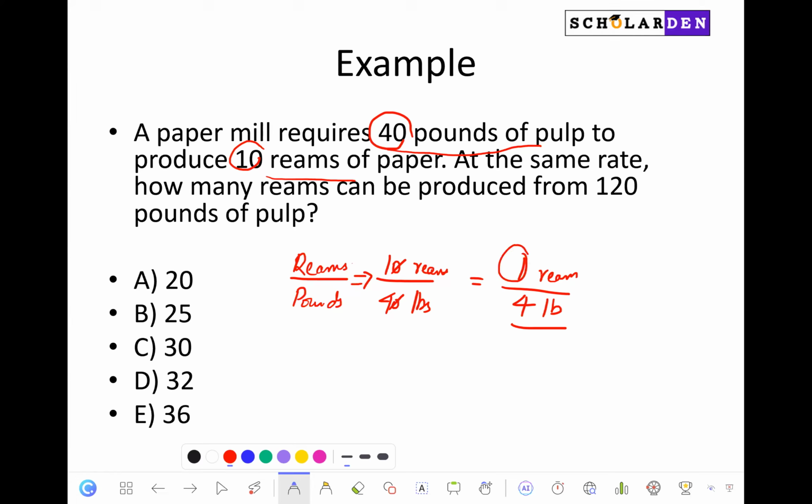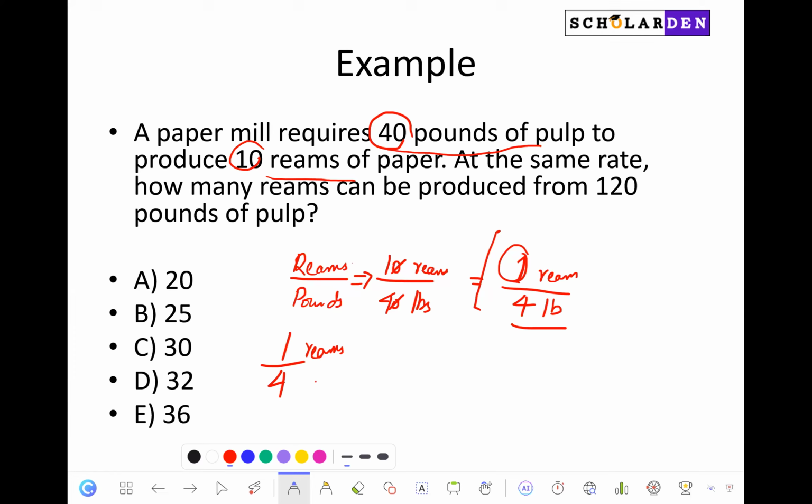And now what we're supposed to answer is at the same rate. So if this rate is consistently followed, how many reams can be produced from 120 pounds of pulp? Now we're given that we're getting 1 ream of paper from 4 pounds of pulp. So this is 1 over 4, and this is your reams. I'm writing units because units play a very important role when you're dealing with rates.